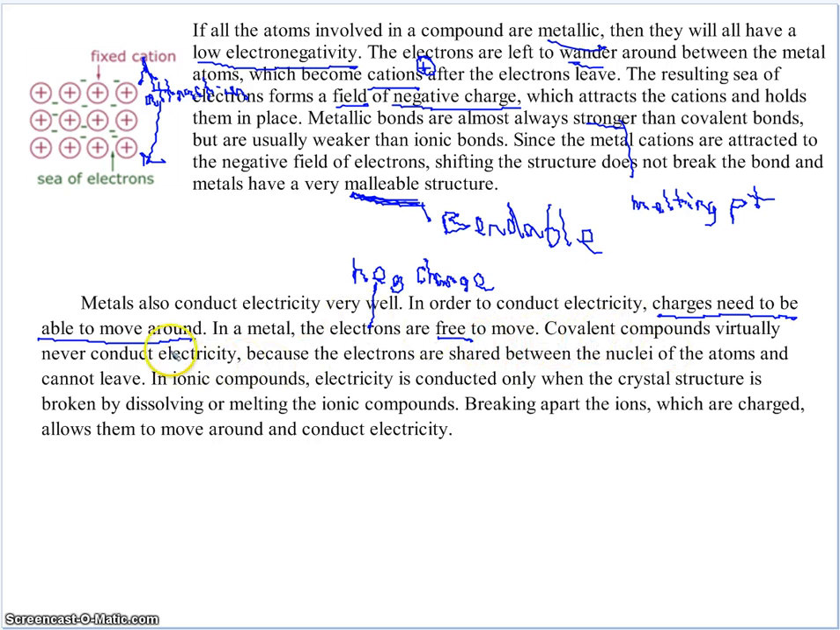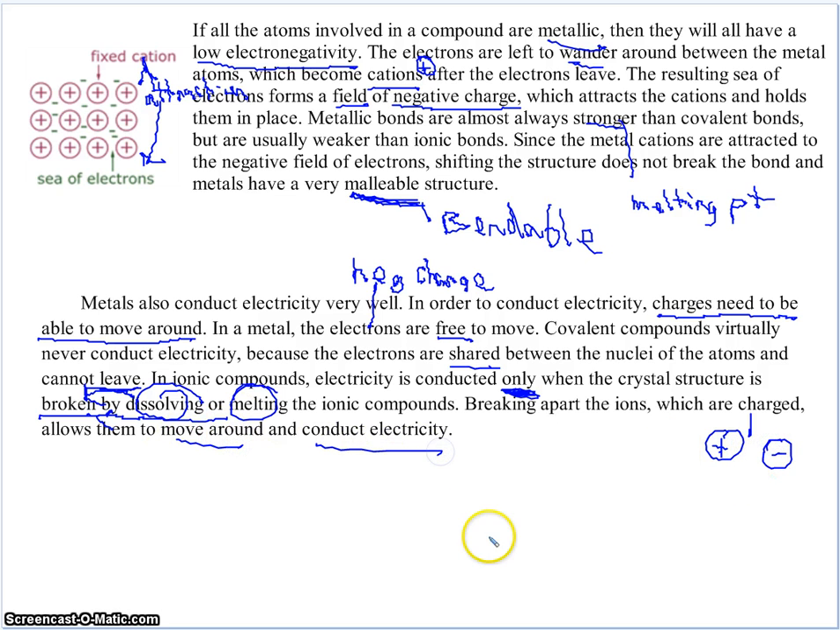Covalent compounds virtually never conduct electricity because the electrons are shared between the nuclei of the atoms and cannot leave. Okay. In ionic compounds, electricity is conducted only when the crystal structure is broken by either dissolving or melting. So those are the two ways that you can break it, either dissolving or melting the ionic compounds. Breaking apart the ions, which are charged, right, because you have positive and negative ions, allows them to move around and conduct electricity.